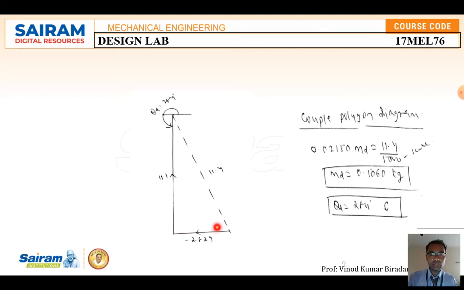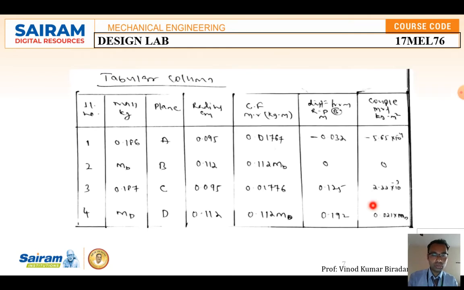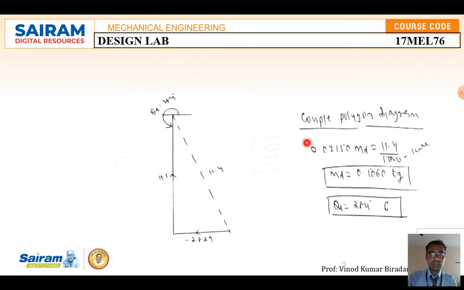So now you calculate MD. Measure this with the help of the scale: this is equal to 0.0215 MD. This value into the scale is equal to the length of this. If you measure with the scale you get 11.4, divided by the scale, which you assume is 5000. If you simplify this, you get MD is equal to 0.1060 kg. Theta D you have to measure from this to this. This is 180 and this is 90, so theta D is equal to 284 degrees, rotated in the anti-clockwise direction.